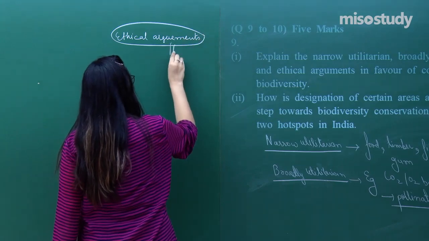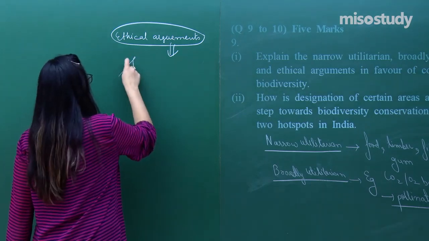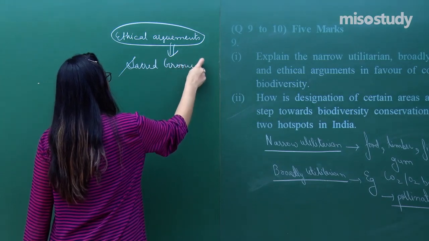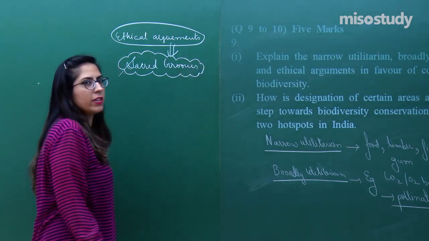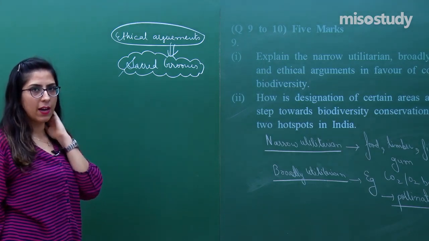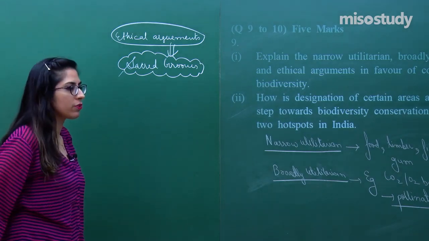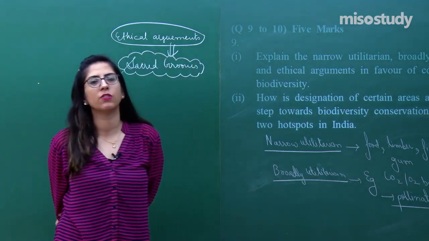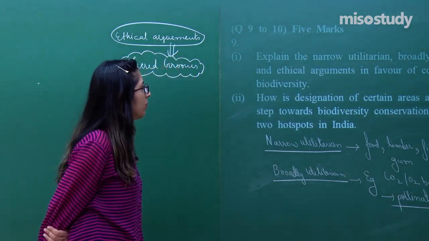Ethical arguments means those issues which we consider sacred, and we have explained the sacred groves. In this you have to explain the sacred groves. You can take an example of Aravali Hills, or any other examples. Some rivers and ponds are also considered sacred. So this is called ethical arguments. Also, some are kept for pleasure, such as gardens. Even that acts as a source for conservation of biodiversity.